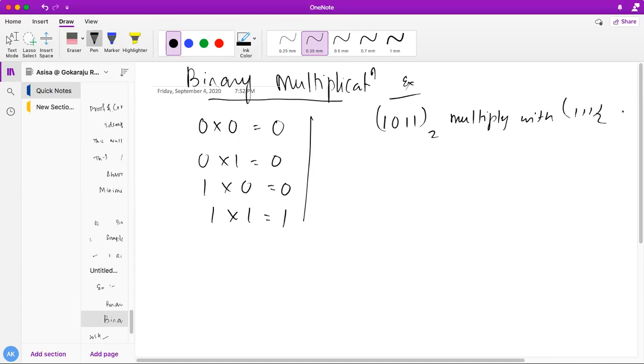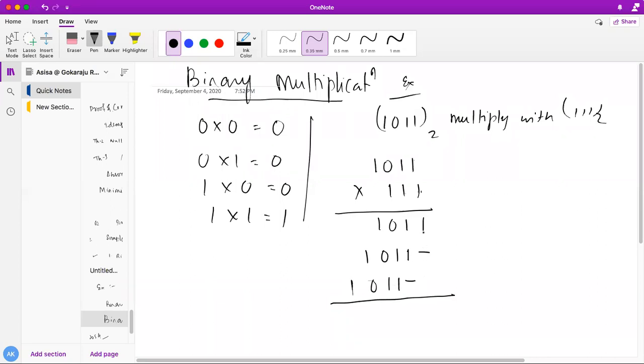What you need to do here is very simple. You multiply 1011 with 111. You just multiply this one with every bit. So this will be your 1011, then keep one place space, and for the next bit you multiply and keep starting from here. So this will be your 1011. Similarly, keep again one more space empty, start from here, 1011. Okay, this is the way you can do. Then you have to just add it up.